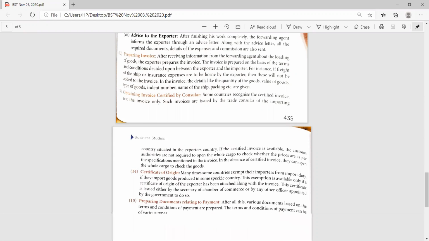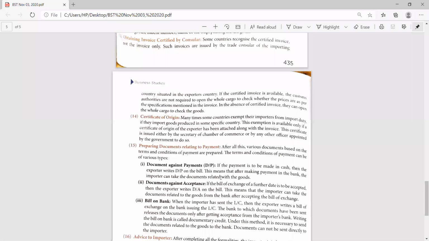Then certificate of origin. Many times a country exempts its importers from import duty if they import the goods from a specific country. The exemption is available only if a certificate of origin of the exporter has been attached along with the invoice. The certificate is issued either by the Secretary of the Chamber of Commerce or by any other officers appointed by the government to do so.